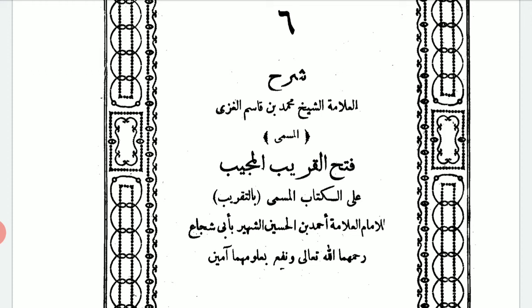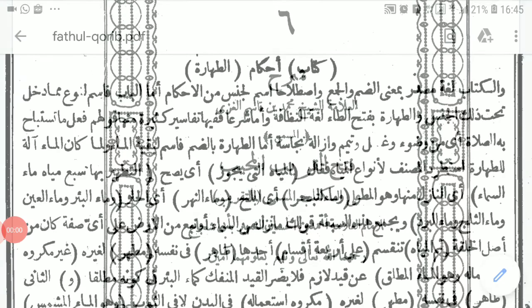Alright, let's start the reading from the first part of this kitab, which is Kitab THOHAROH. Bismillahirrahmanirrahim. Kitab THOHAROH, kitab about the rules of Thaharoh.